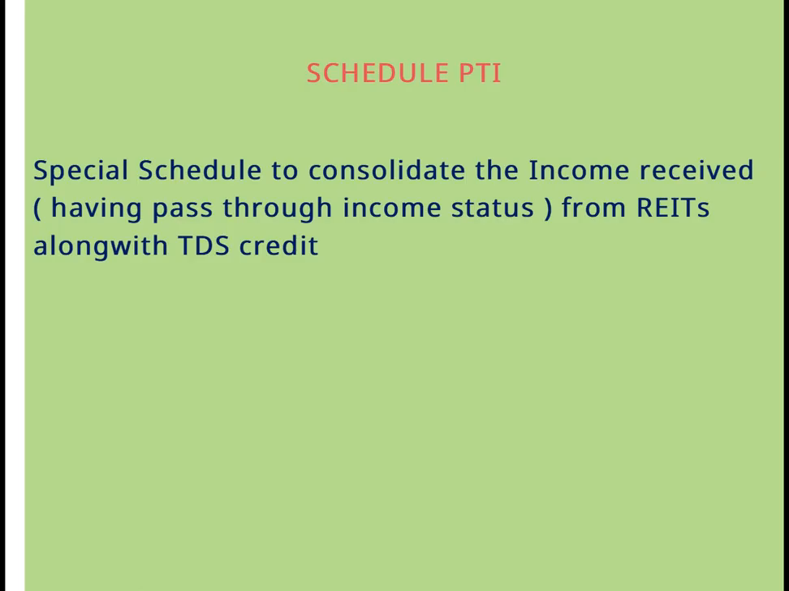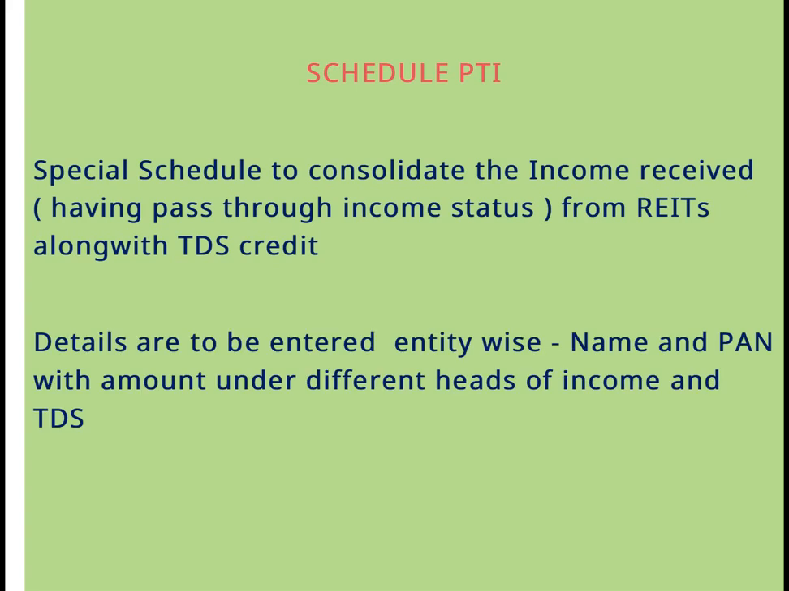There is a special schedule called Schedule PTI available in the forms ITR-2 and 3. This particular schedule is to consolidate the income received from the REIT along with the TDS deducted. It is mandatory to show all the pass-through status income in this schedule. Details are provided entity-wise. The name of the REIT and PAN, with amounts under different heads of income and TDS, are to be mentioned in this.